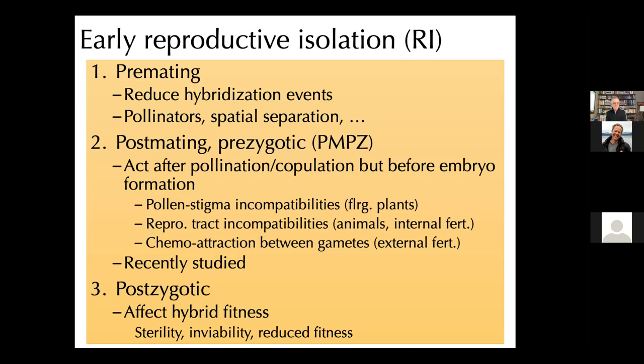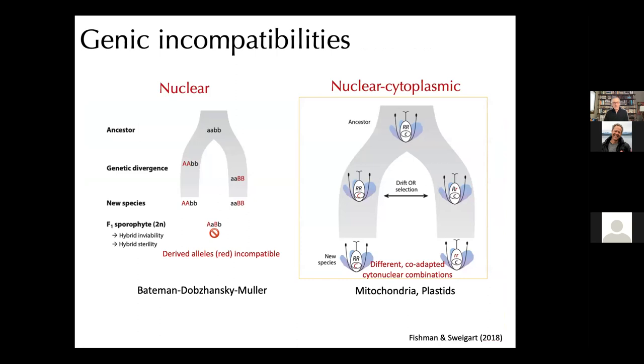And finally, moving along chronologically, there is post-zygotic isolation. And this is isolation that affects the fitness of offspring. So the sterility of offspring, the viability of offspring, the fitness in general of hybrid offspring. The way these sorts of things evolve has been modeled and looked at.